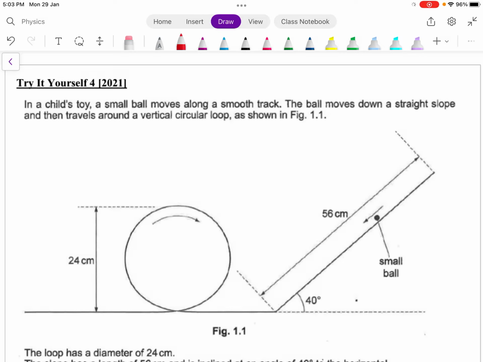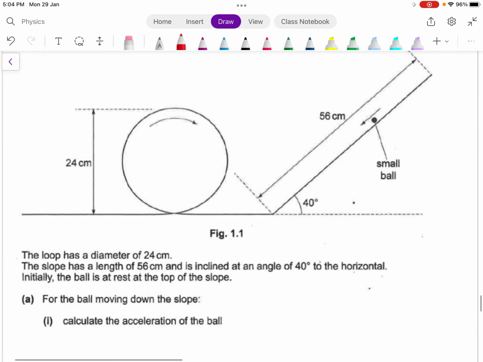Alright, so let's go through trial exam 4, which is a 2021 A-level question. In a child's toy, a small ball moves along a smooth track. The ball moves along a straight slope and then travels around a vertical circular hoop as shown in this figure. The loop has a diameter of 24 centimeters, and the slope has a length of 56 centimeters.